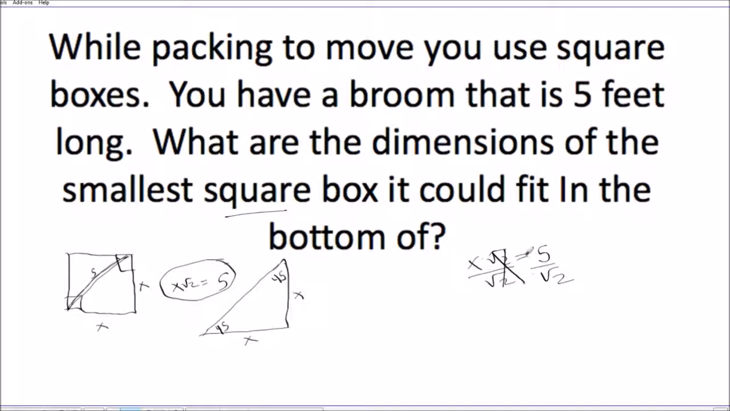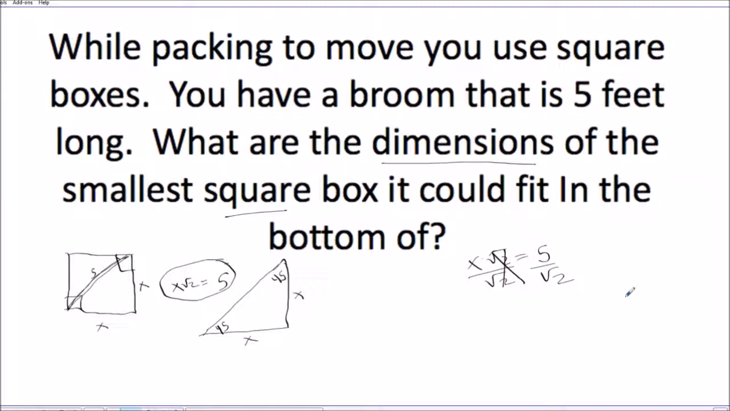And now I have to think carefully about what I'm going to do next, because I could rationalize the denominator and get rid of that root 2, but because they asked for the dimensions of a box, I don't think they want roots in the answer. Like if you go down to Home Depot and you ask for a box of 5 divided by root 2, they will not know what you mean.